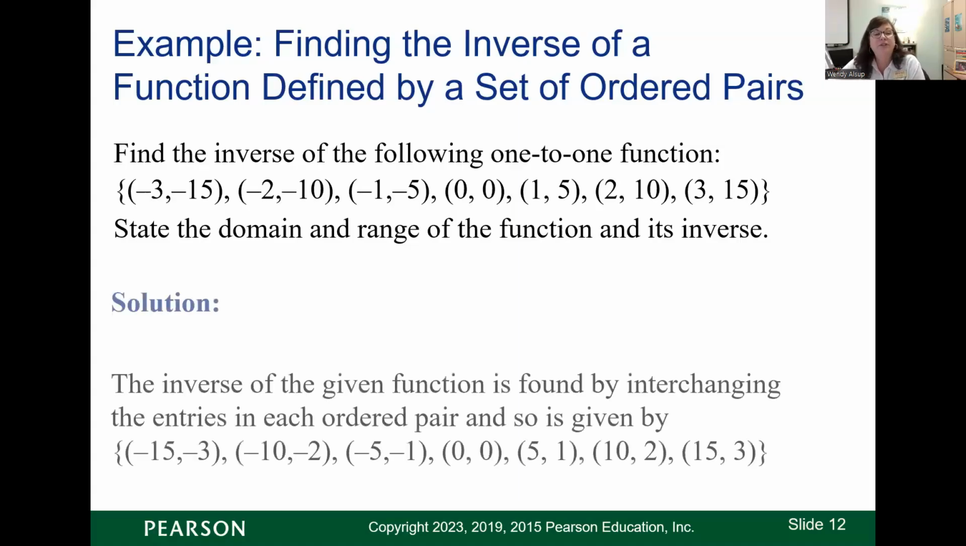So the inverse function will be (-15, -3), (-10, -2), (-5, -1), and so on. I'm just flipping the x's and the y's. Remember, it's a reflection around y equals x. Notice that the domain of the first is the range of the inverse, and the range of the inverse is the domain of the original. Domain and range just switch.